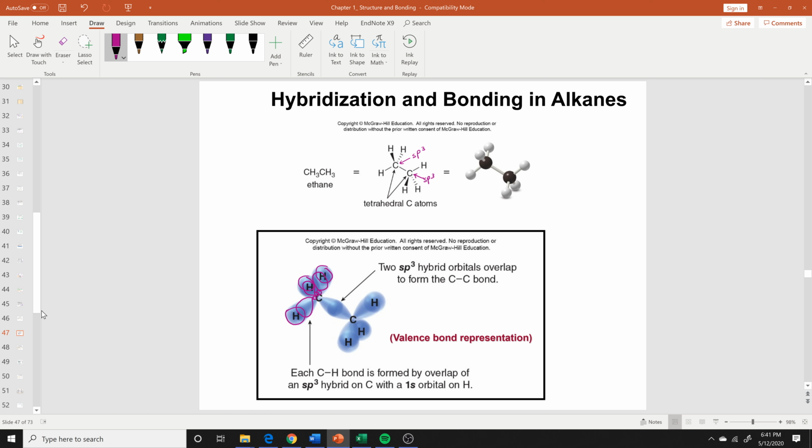To make those three sigma bonds in here, I have another sigma bond where the two sp3 orbitals overlap in order to form my sigma bond. So these two sp3 orbitals overlap, and they form a carbon-carbon single bond. Each carbon has 4 sp3 hybrid orbitals. So the total number of sigma bonds is going to be 3, 4, 5, 6, and 7.